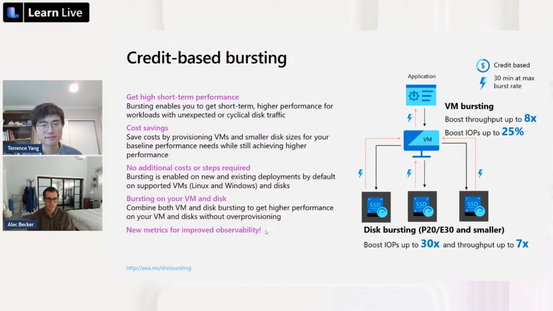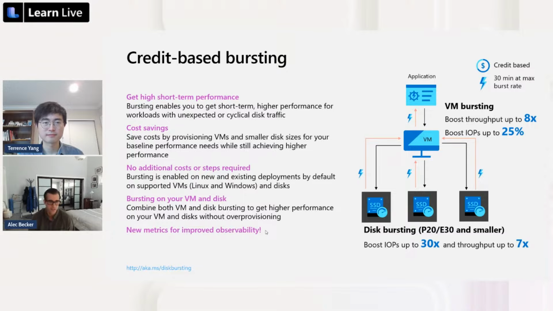So the next performance feature I'd like to talk to you guys about is our credit-based bursting. So we have credit-based bursting, which allows you to get high short-term performance and get the short burst of performance that you need when you need it. So this is great because it allows you to get cost savings. You can provision your VM and your disks for its baseline performance instead of its peak performance, as long as the peaks are within the actual burst limits.